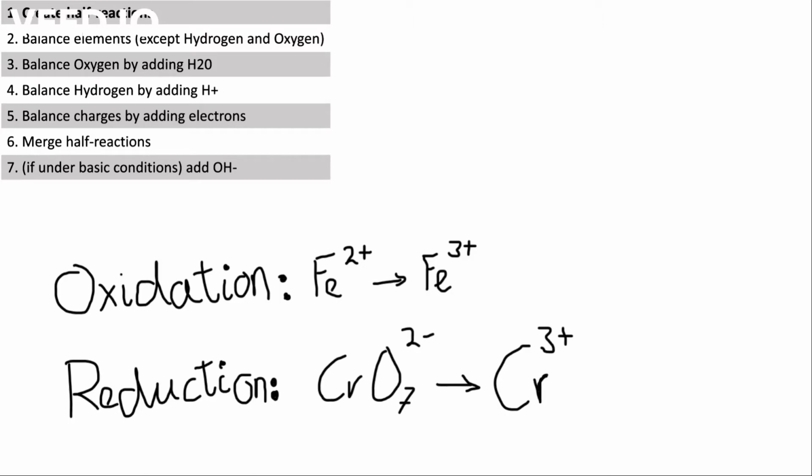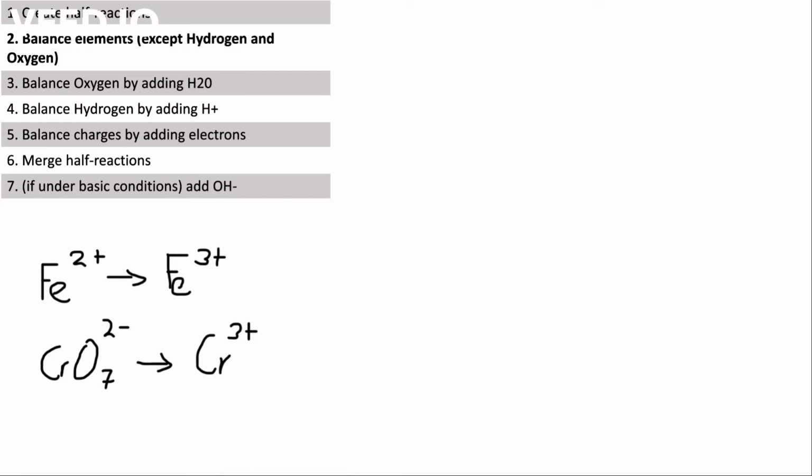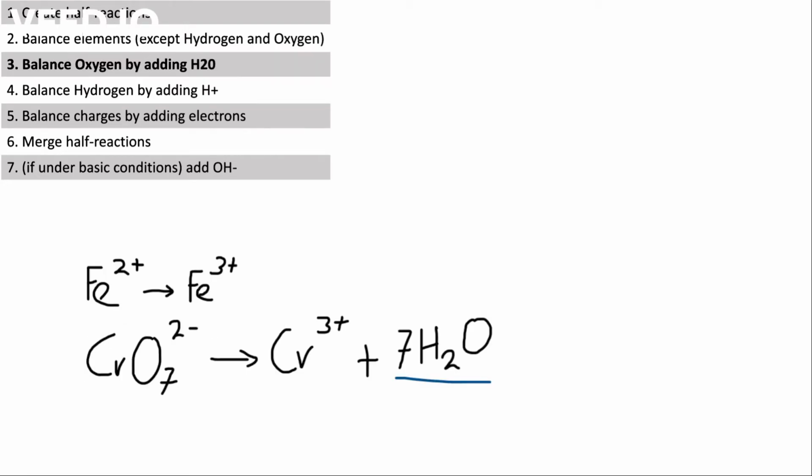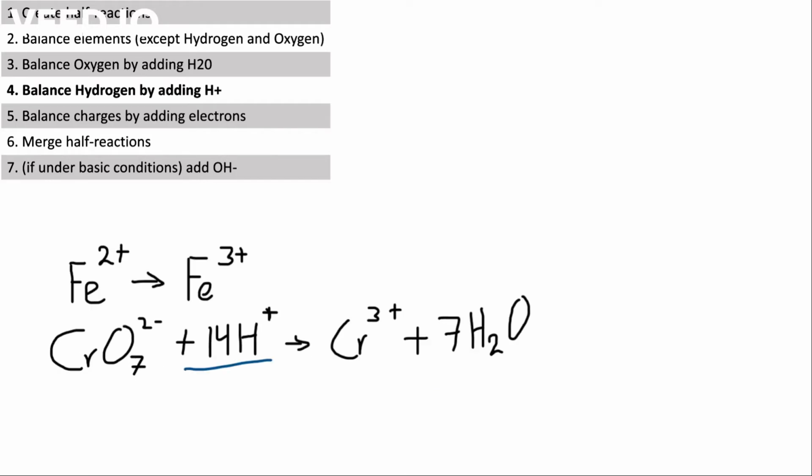Now the next thing you do is balance the elements except oxygen and hydrogen. Only after balancing the other elements, you can balance oxygen by adding water. After adding water you can add hydrogen ions to balance the hydrogen. Make sure to follow these steps in the correct order, or else it won't work.